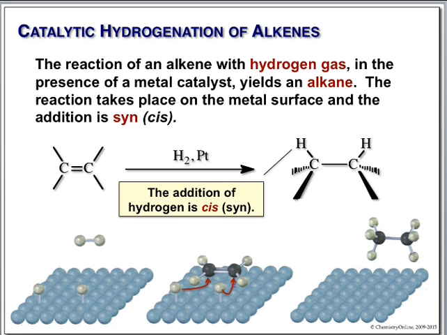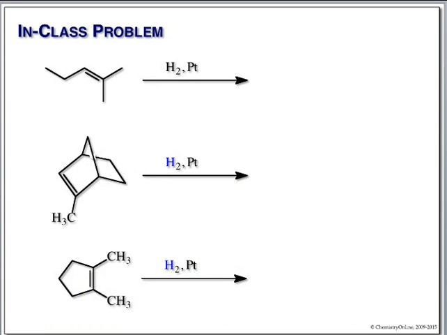Any questions? Then let's do our problems. And our first one, we just have a simple alkene, and we're going to make a simple alkane. We know that the stereochemistry of the addition is cis, but it doesn't matter because we're making a single bond, and it would just look like this.